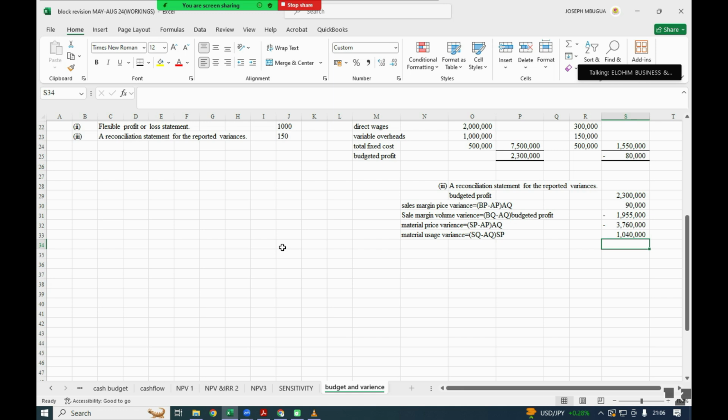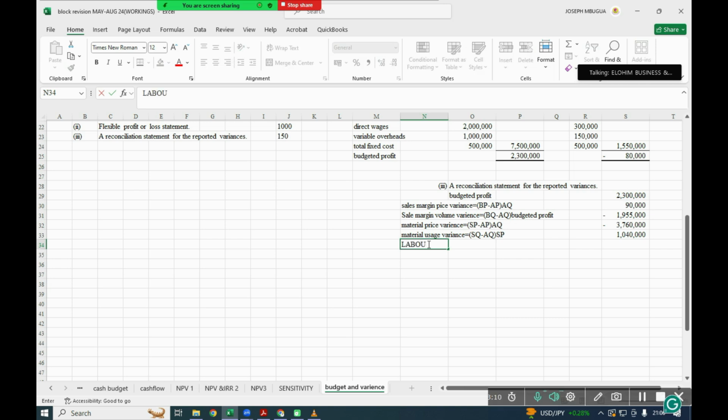So that is the two again under the material. Material is the price and the usage. We go to labor. Again, we calculate 2 under the labor. So labor rate variance. And when you talk about the rate, they are the prices. Labor rate variance, we say this one is equal to standard rate minus actual rate, and you multiply by the actual hours that were used.